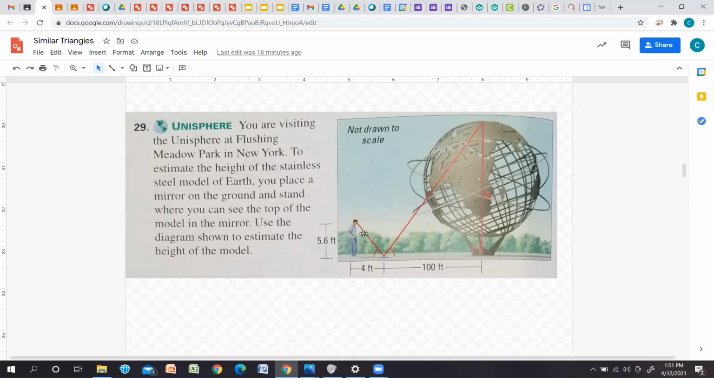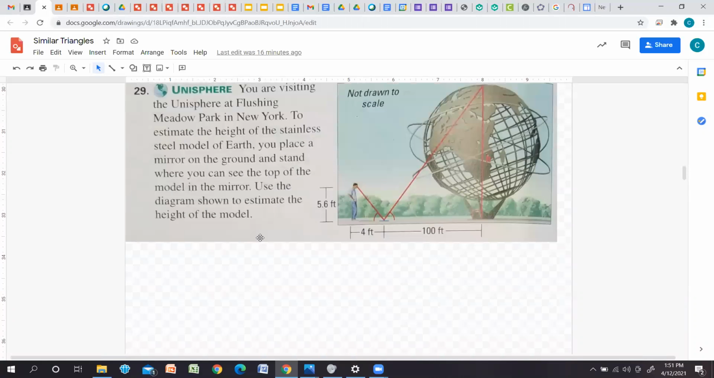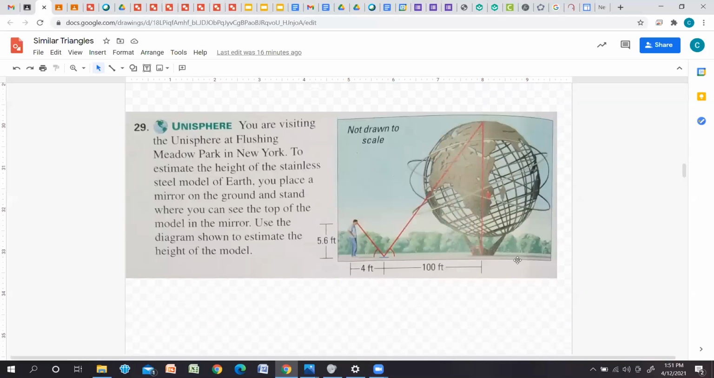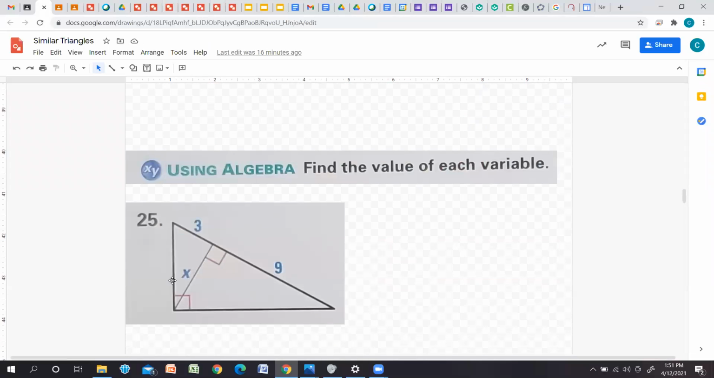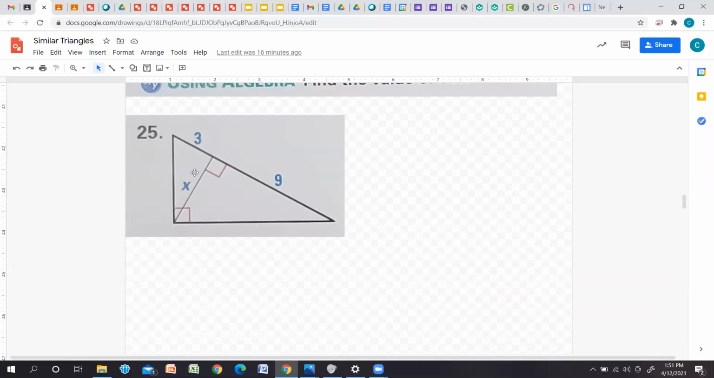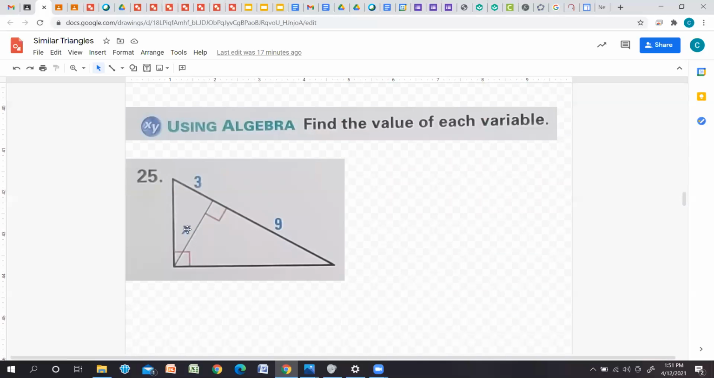And you're going to use similar triangles to figure out the height of the Unisphere. So that's a good application, again finding a height that would be difficult to find otherwise, such as a globe like this. And then there's some problems involving right triangles, what we worked on today. Again, figuring out how to set up your proportions so we can solve for the variable.